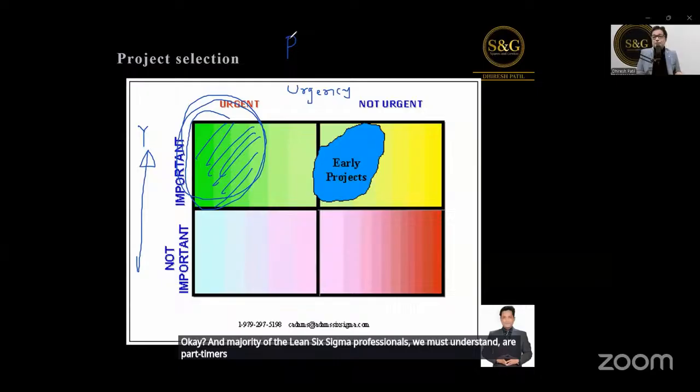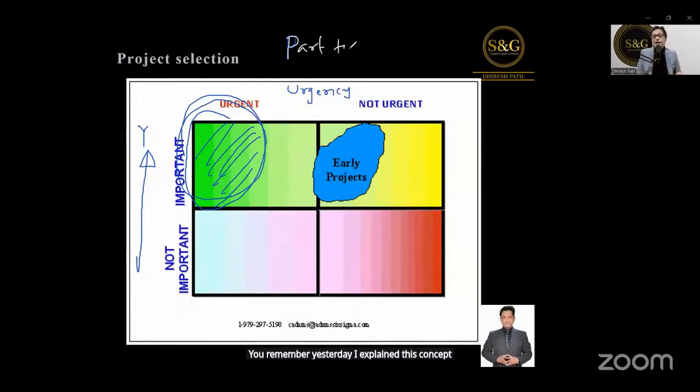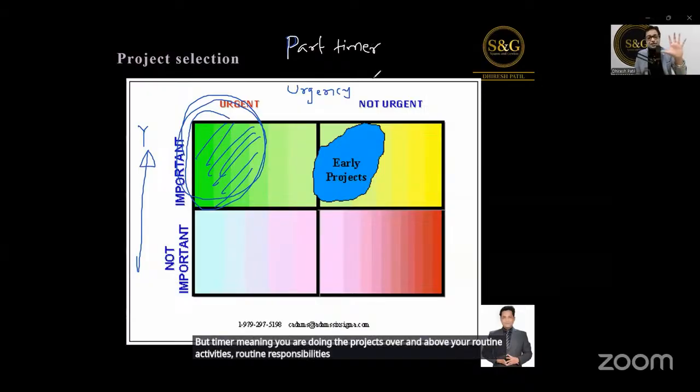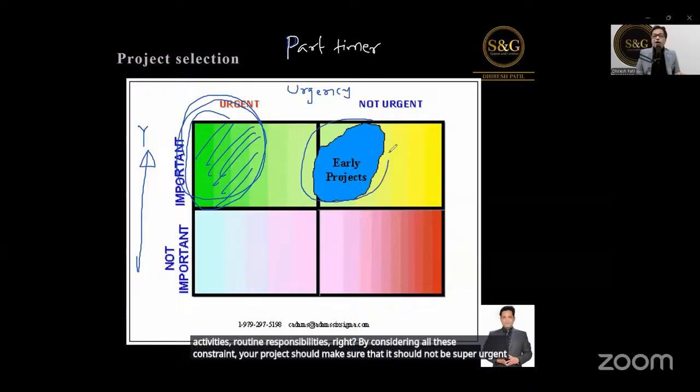And the majority of the Lean Six Sigma professionals, we must understand, are part-timers. You remember yesterday I explained this concept. Part-timer meaning you are doing the projects over and above your routine activities, routine responsibilities, right? By considering all these constraints, your project should make sure that it should not be super urgent. It should be moderately urgent.